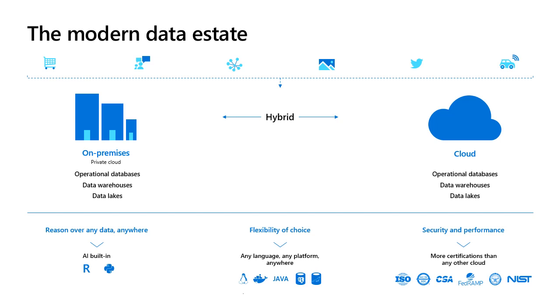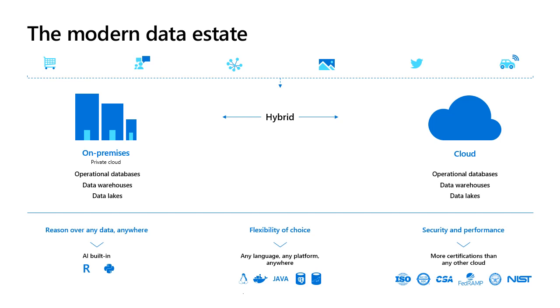So the modern data estate is composed of on-premises databases and also cloud data services. So you use these data services in different scenarios. It can be on-premise databases or cloud service databases. It can be operational databases. It can be used as data warehouses. It can be used as data lakes.